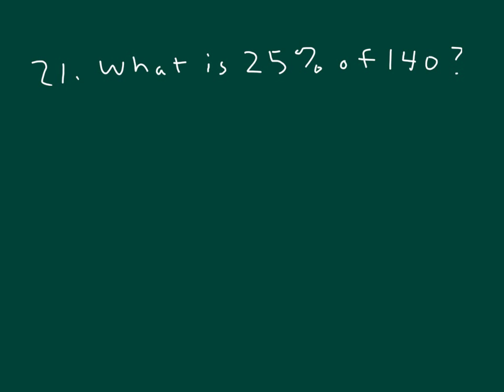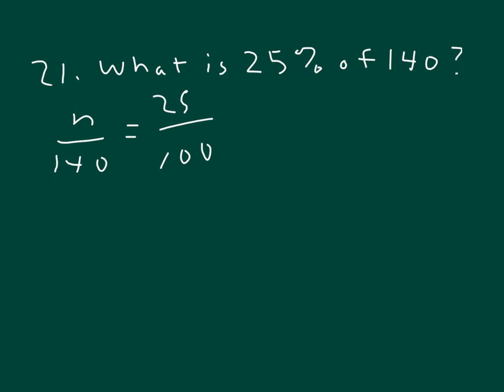I'm going to set this one up with the part to whole equals percent, and then I'm going to do it the way that you would translate the words into mathematical symbols. What's 25% of 140? You would set your framework up. 25% would be here. 140 goes here. It's the whole thing, and there's n.